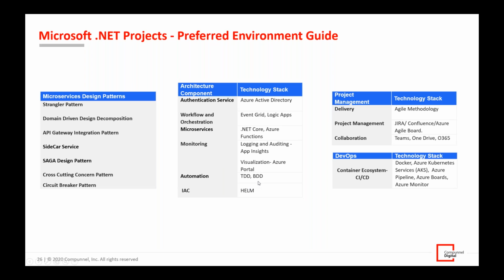Automation, which we talked about, includes TDD and BDD, test driven development and behavior driven development. IaC, infrastructure as code, like Helm, which we talked about. You can use ARM, Helm, any of these, where you develop the whole infrastructure as code.